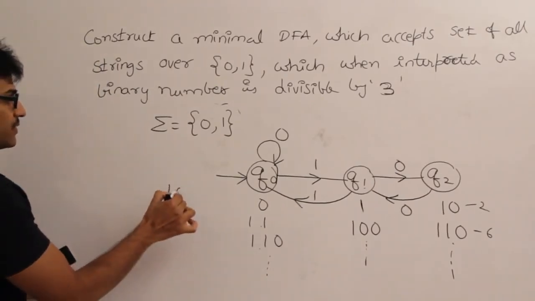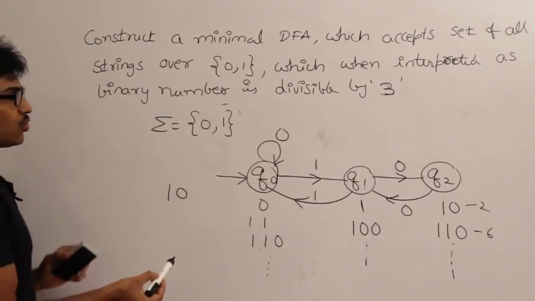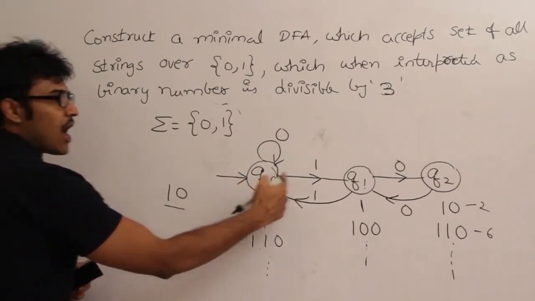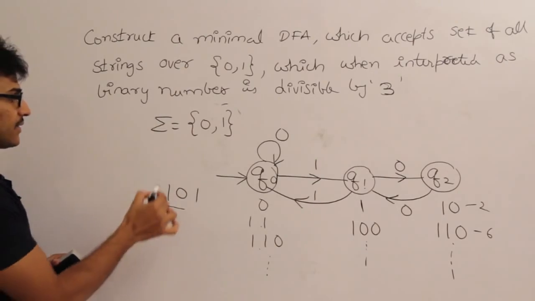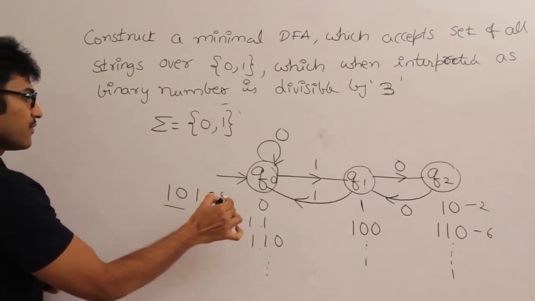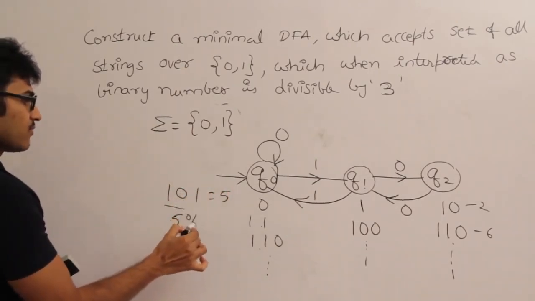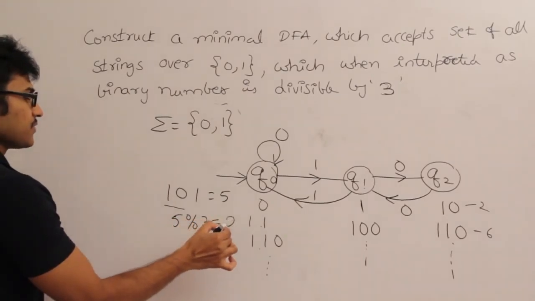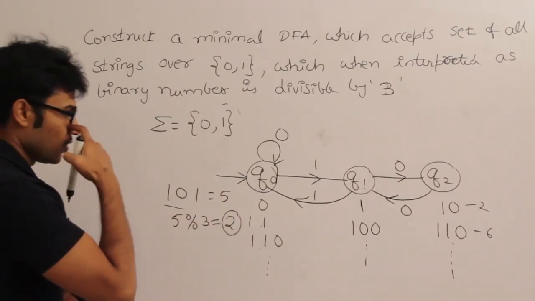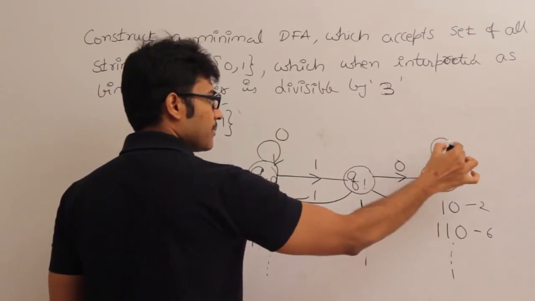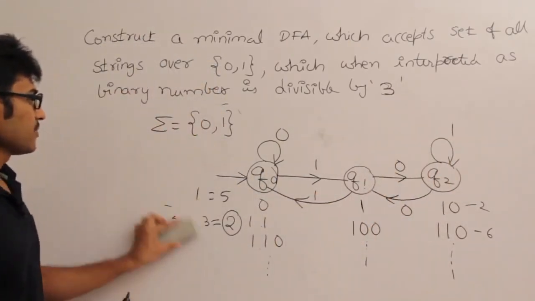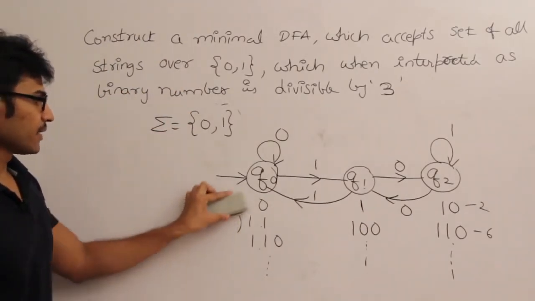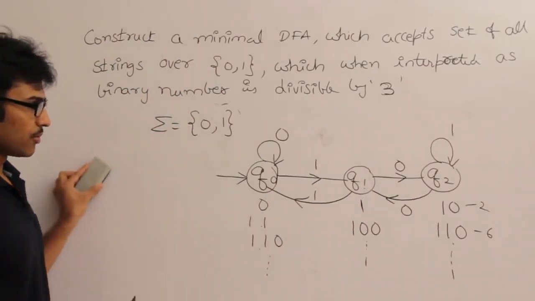Now if I am in state Q2, which means I have seen 1, 0, and if I see 1 next, then the total number is going to be 5. Now if I divide 5 by 3, the answer has to be 2. Therefore, on any number of 1s, the remainder is going to be simply 2. So this is the diagram of how you can represent the problem.